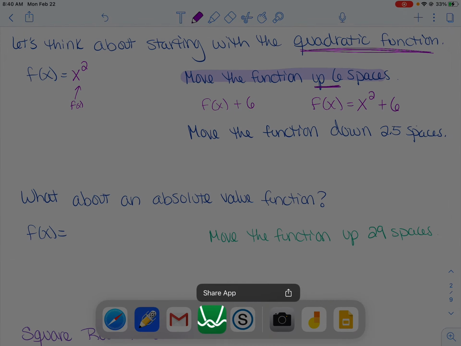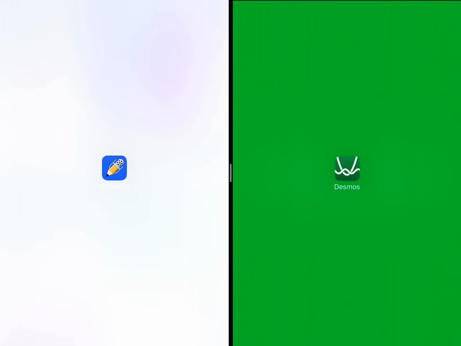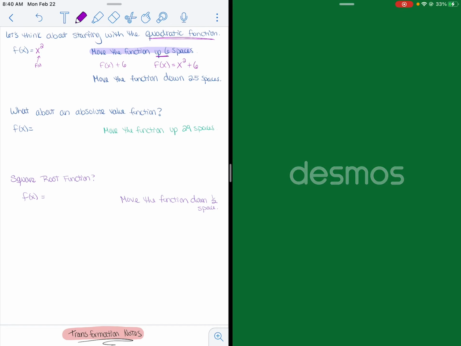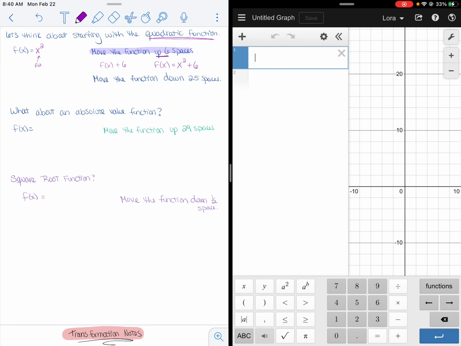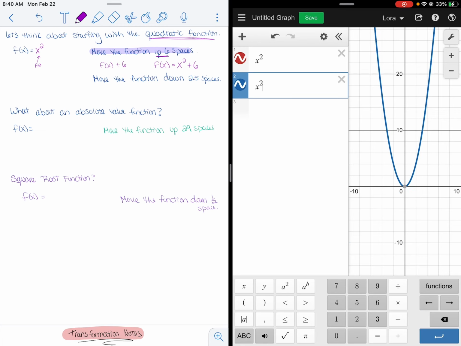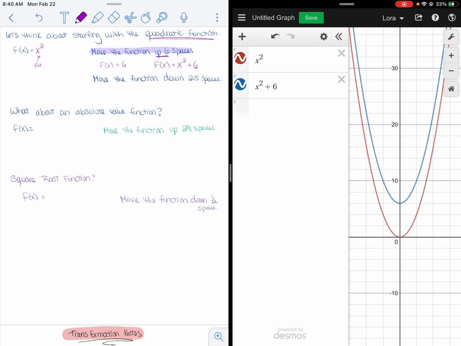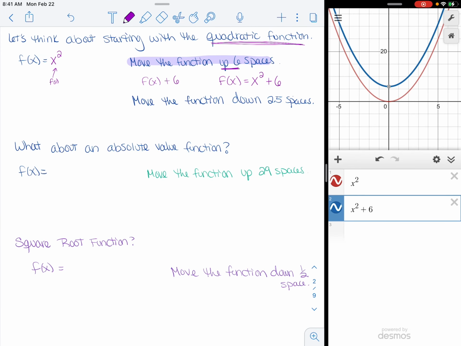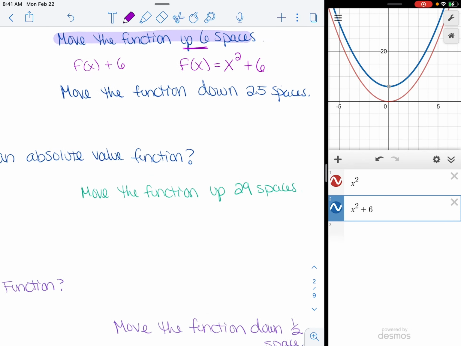So let me see if I can, oops, can I do this while I'm recording? Oh, look at that. So if I type x squared into Desmos, we see this parabola shape centered at 0. If I type in x squared plus 6, notice I don't really need the f of x there. Desmos knows what I'm trying to do. We see that we have the same graph, it's just shifted up 6 spaces, right? So that's what we're really doing there to move that function. Same shape, same size, just moved it up.